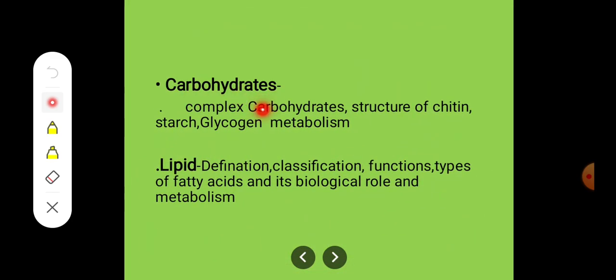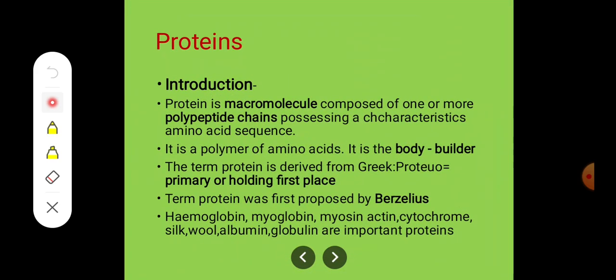Then in carbohydrate we will discuss complex carbohydrate, structure of chitin, starch, glycogen and metabolism. And third, in lipid we will discuss definition of lipid, classification, functions, types of fatty acids and their biological roles and metabolism. First of all, in today's lecture we will discuss proteins: the introduction of proteins and biological functions of proteins.